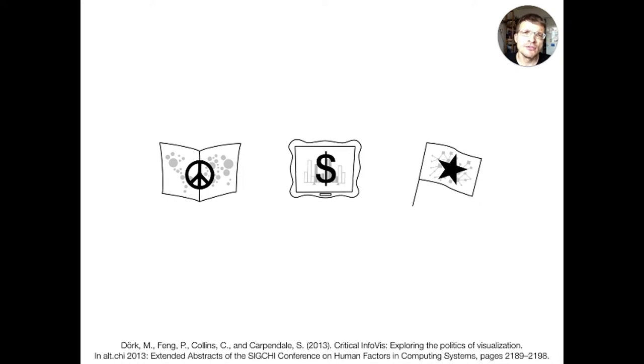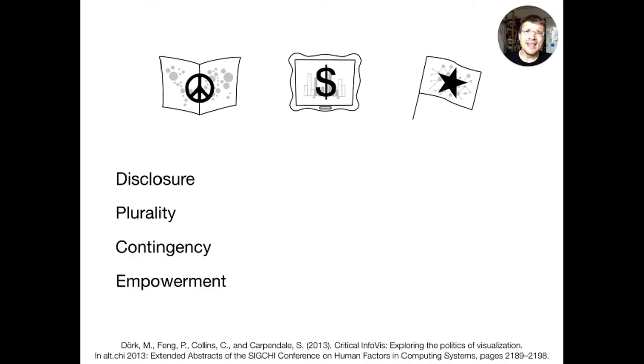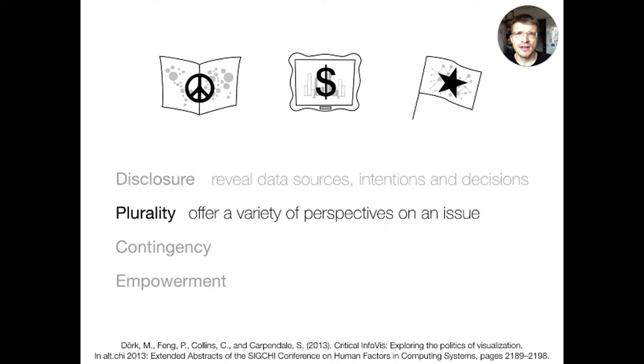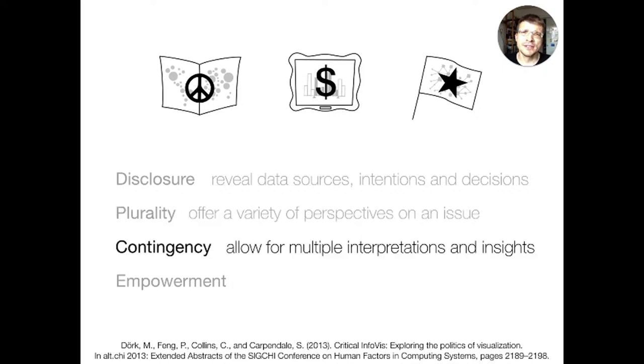Based on critical theories of knowledge, pedagogy, and geography, we tentatively formulated a critical approach to information visualization that proposed four basic commitments that visualization designers should aspire to. Disclosure is about making a visualization more transparent by revealing data sources, intentions, and decisions. Plurality is based on the premise that there's no visualization that captures all aspects of an issue. If we accept that, then the principle of plurality encourages the designer to include a variety of perspectives with special consideration of the people affected by a topic and those who are systematically excluded.